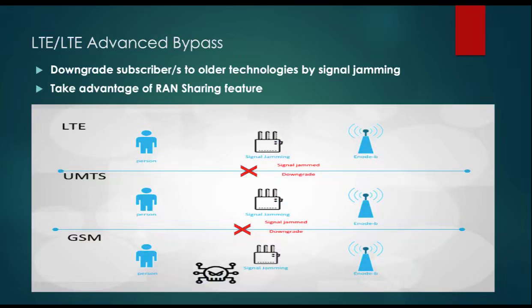Okay, guys, let's review the bypassing method in this slide. Totally, there is one general way, and that's downgrading subscribers to traditional technologies like 3G and 2G, which are vulnerable. To perform downgrading, we need to use a signal jammer.